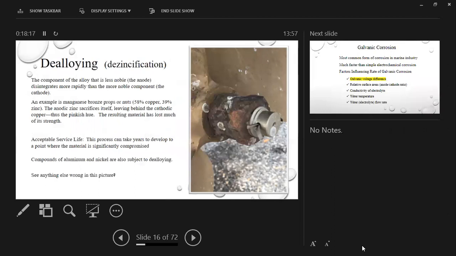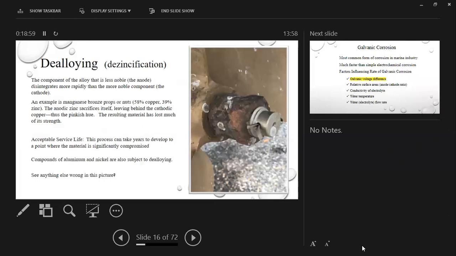De-zincification in this case, or dealloying, can be another type of single metal corrosion. In this case, you've got bronze, probably manganese bronze nuts. Manganese bronze isn't a bronze, it's a brass made of copper and zinc. Well, when you have copper and zinc together, you've got two metals. Zinc is anodic to copper. So in the proper environment with an electrolyte, the zinc in the manganese bronze will sacrifice itself to the copper.